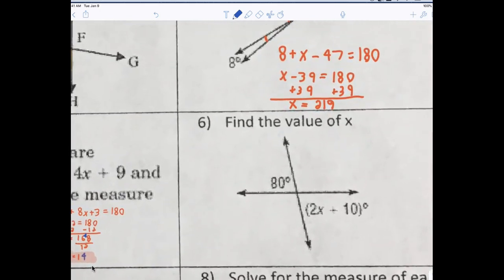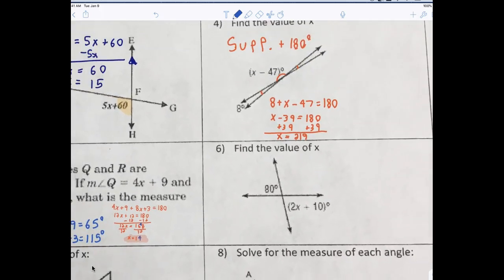All right. Now, number 7. What are these called again? One's right across from each other. Vertical. That's right. They're vertical. So that means 80 is equal to 2x plus 10. Now I prefer to write 2x plus 10 first, equal to 80, but it doesn't matter. So now you subtract 10 and get 70. And then divide by 2 on both sides.